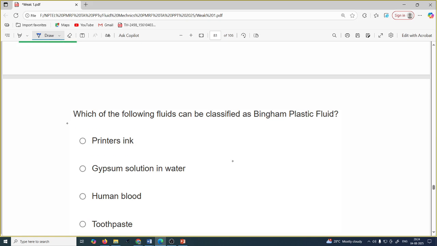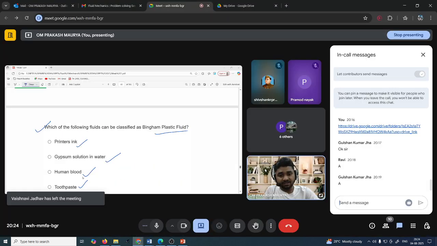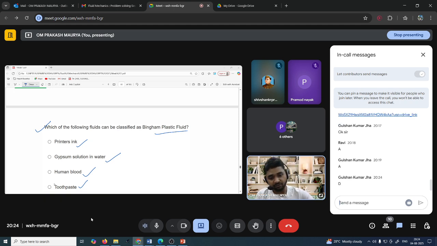Okay, which of the following fluids can be classified as a Bingham plastic fluid: printer's ink, gypsum solution in water, human blood, or toothpaste? We are talking about Bingham plastic. Remember what Bingham plastic is, as I have discussed: it has some c value. What is the meaning of c value here? Think on that and try to give your answer. Option D, toothpaste, you are telling. Okay, Gulshan is telling. Other students, please also try to think. Whether you are wrong or correct doesn't matter here.